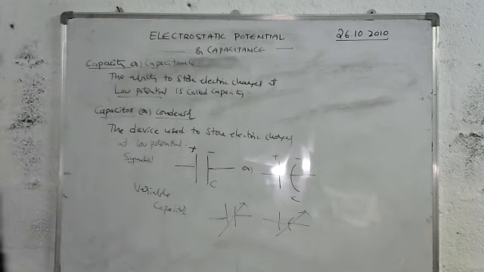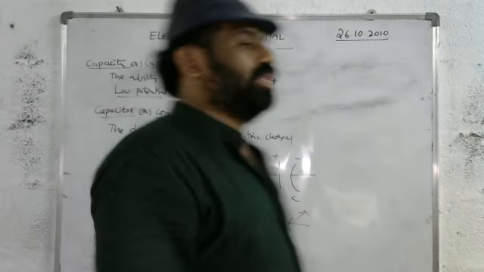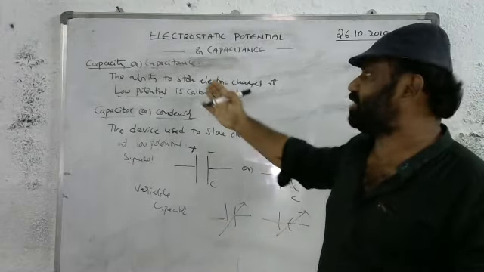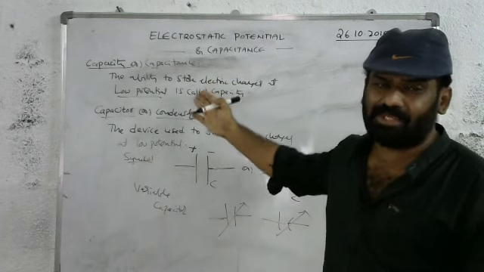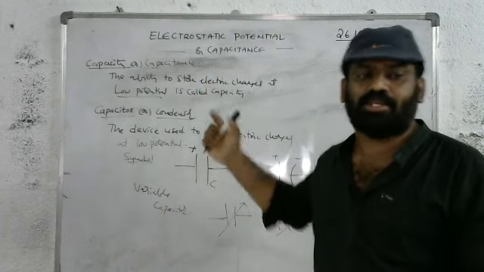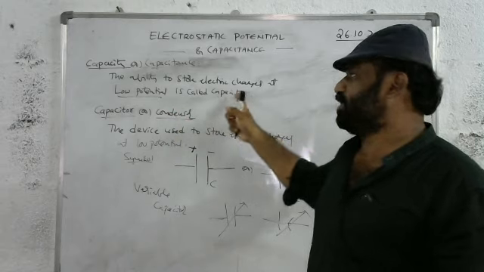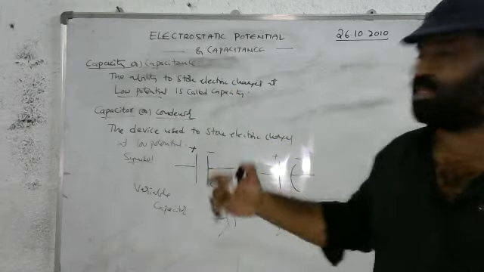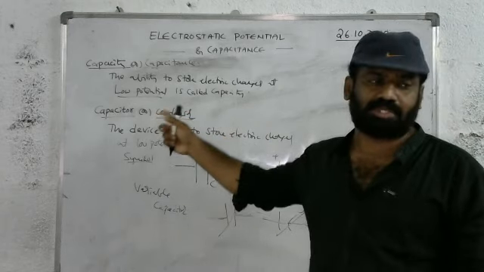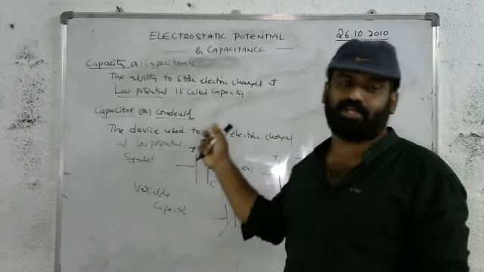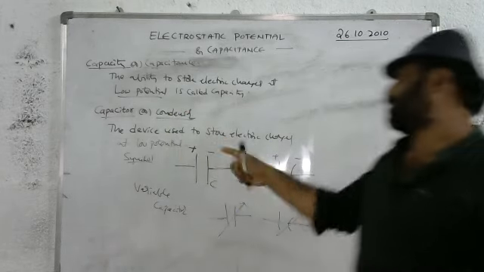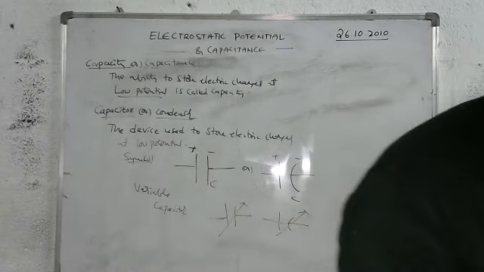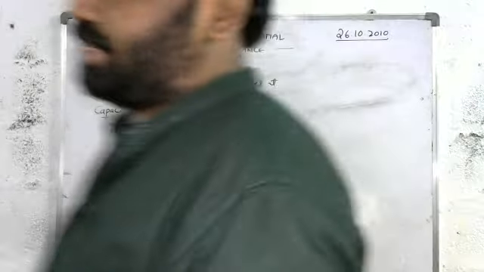So look here, what is the capacity or capacitance? Capacity means the ability. What is that ability? To store electric charges at low potential is said to be capacity or capacitance. The device used for this purpose is said to be a capacitor. The commercial name for the capacitor is a condenser. So the symbols are like this.